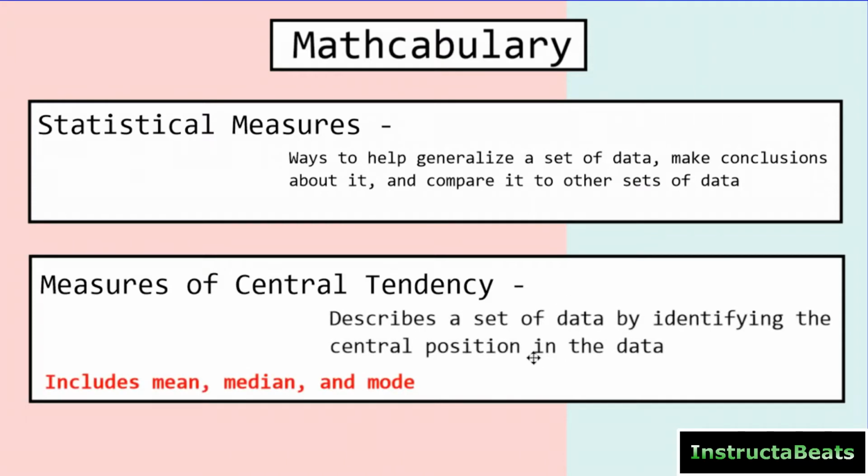So central tendency describes a set of data by identifying the central position in the data. Basically, kind of where is the middle of it, all right? Because what statisticians have found is there is a tendency or a likelihood that when you collect data, there's going to be a lot grouped around the center, right? People are typically in the middle. They typically don't have 21 stuffed animals.